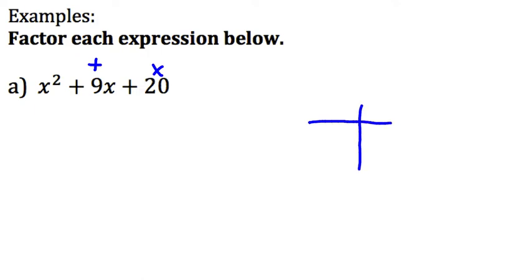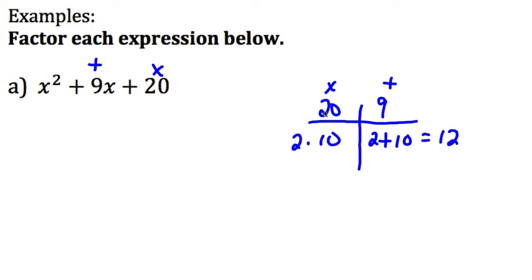And I want to say, all right, well, I'm going to take 20. I need numbers that will multiply to give me 20 and add to give me 9. So I'm just going to run through some factors of 20, like 2 times 10. Well, 2 times 10 gives me 20, but 2 plus 10 gives me 12, so that one doesn't work.